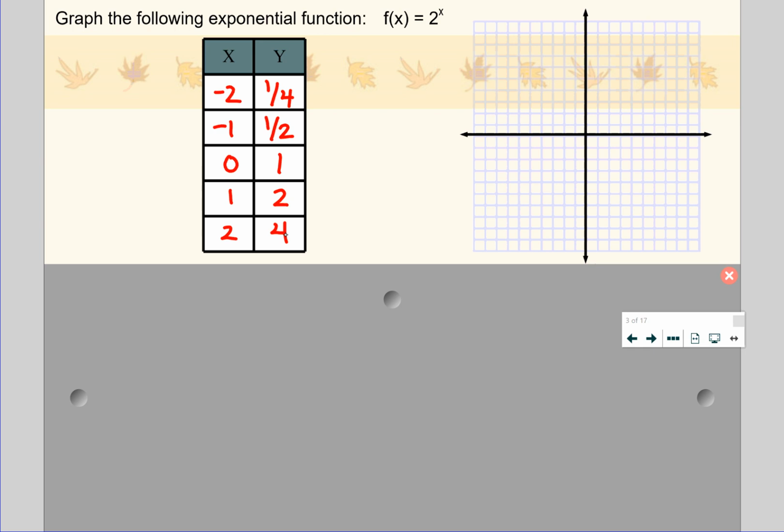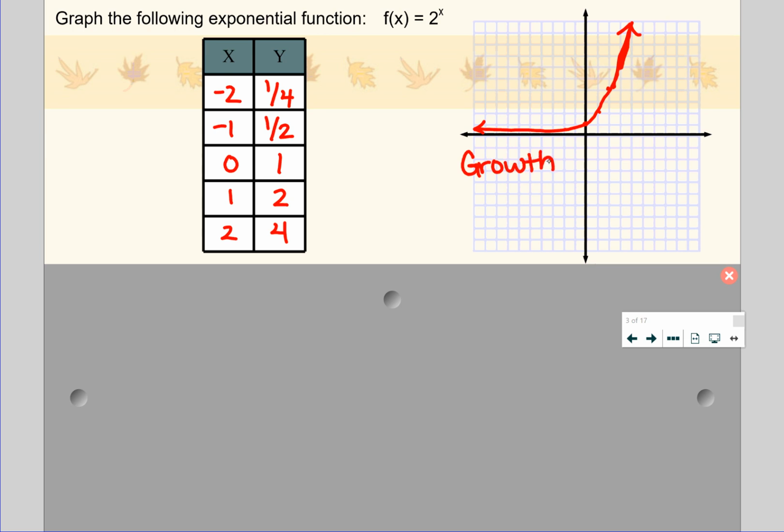Let's plot our points. Negative 2, I'm at 1/4. Negative 1, I'm at 1/2. 0 at 1, 1 at 2, and 2 at 4. Connecting my points, and we get, oh, that's a little crooked there. We get one of our parent functions, our exponential growth function, we call this.